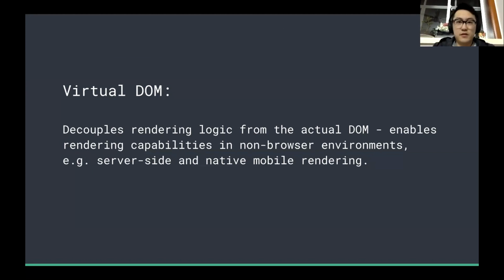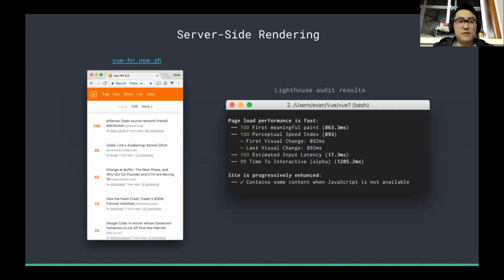So, server-side rendering examples: the Vue Hacker News demo uses server-side rendering and has very good performance scores thanks to that. Unfortunately, Vue server-side rendering at this moment is still tightly coupled to Node.js. So if you want to leverage it inside Laravel, you probably would have to spin up a separate Node process and sort of proxy back and forth.